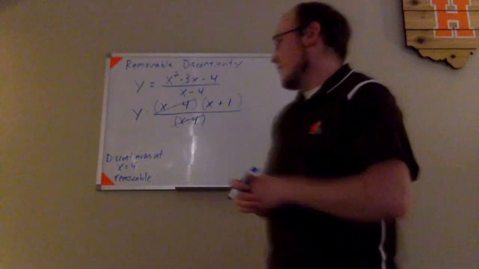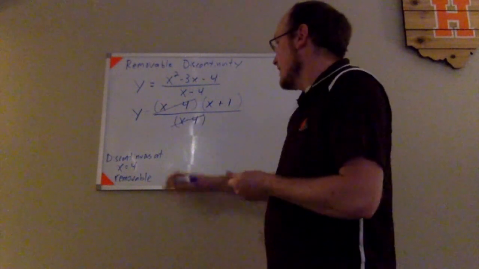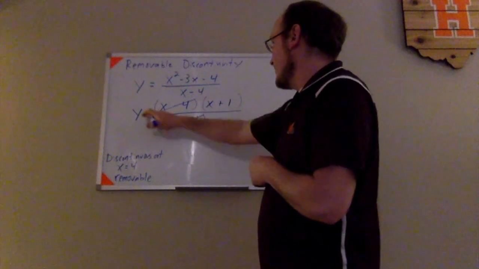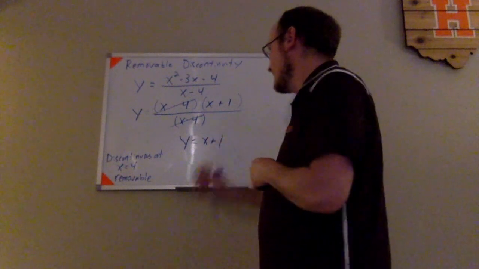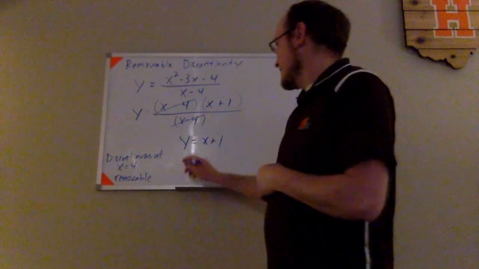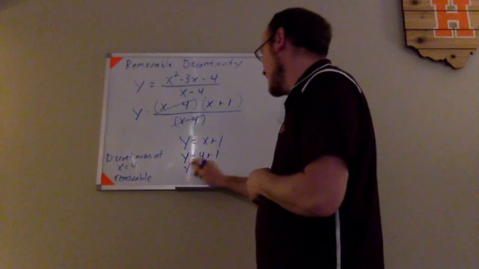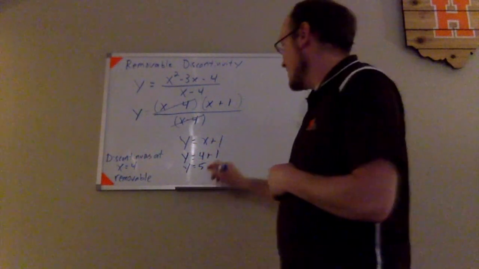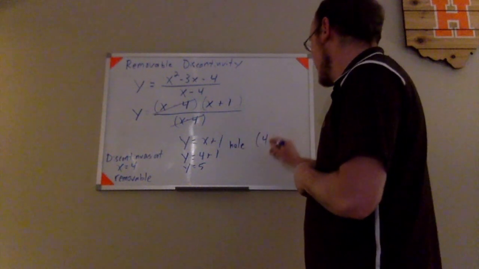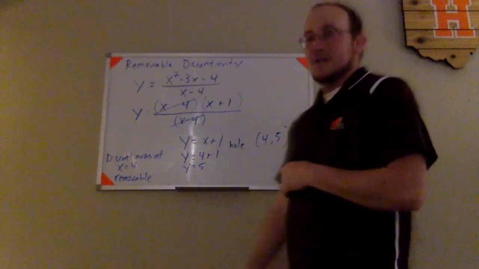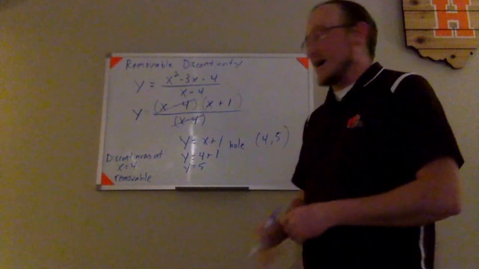If you wanted to figure out where the hole in the graph was located, if you were trying to make the actual graph of this function, you would take the simplified version of the function, which, after we've canceled that out, is just y equals x plus 1, and you would plug 4 into that. So I would have y equals 4 plus 1, I get y equals 5, meaning that there will be a hole where the x value is 4 and the y coordinate is 5. So that's how you find the location of the hole in the graph.